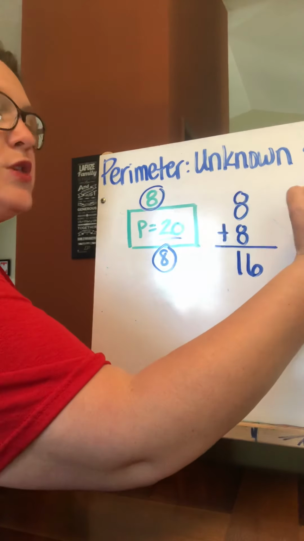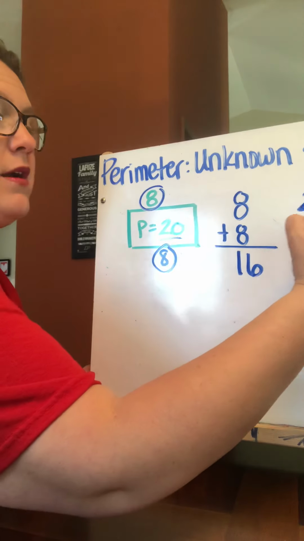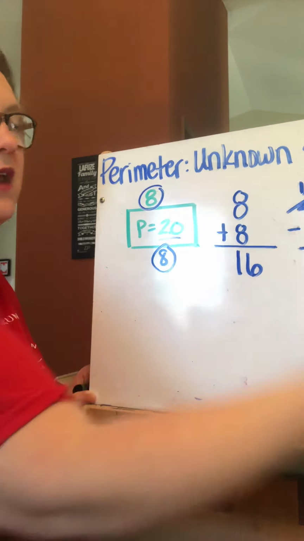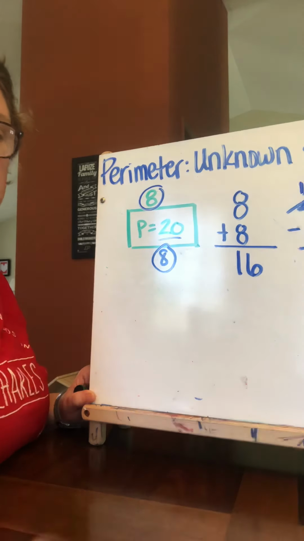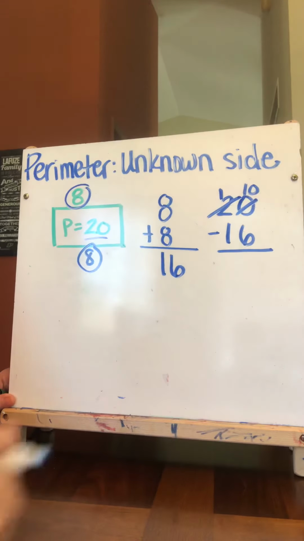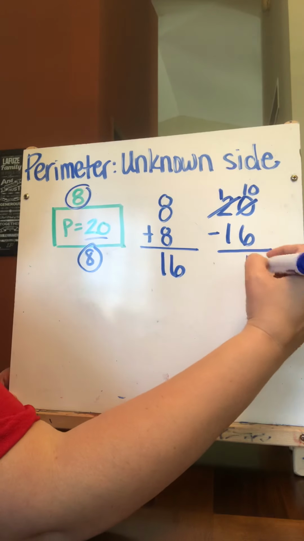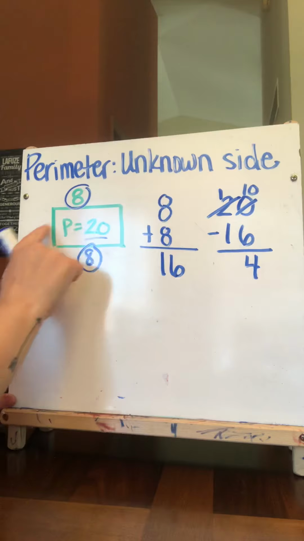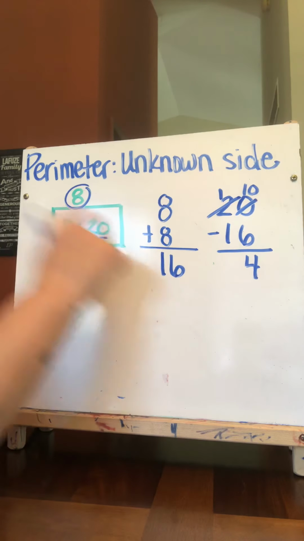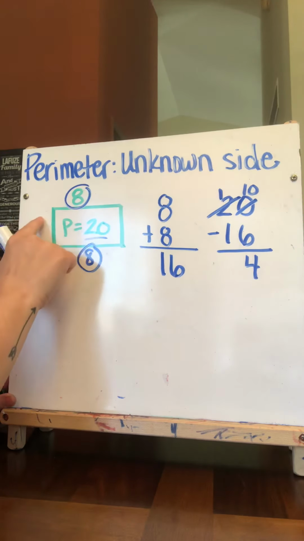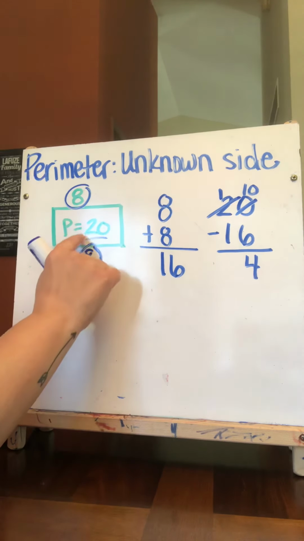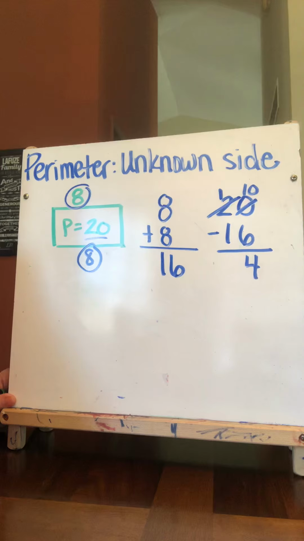So I'm going to take 20, which was my original perimeter, and subtract 16 from that. And when I do that, 20 minus 16 is 4. Hold on, we're not done yet. Don't put 4 on these sides, because if I did that, I'd have 8 plus 4 and 8 plus 4. Well, that equals 24. My original perimeter is only 20. I would have too much if I did that.